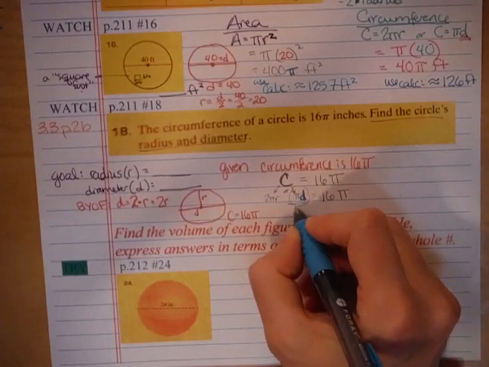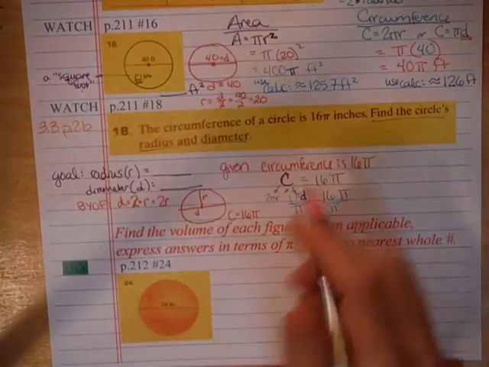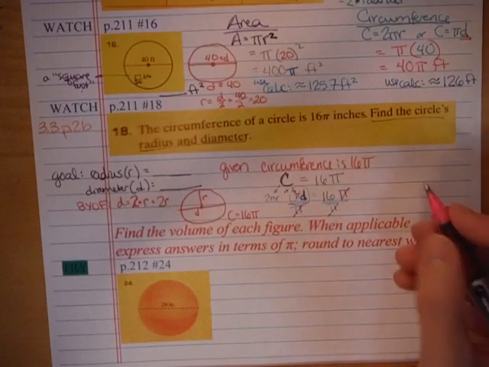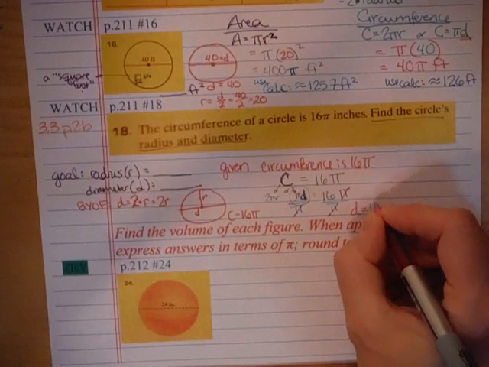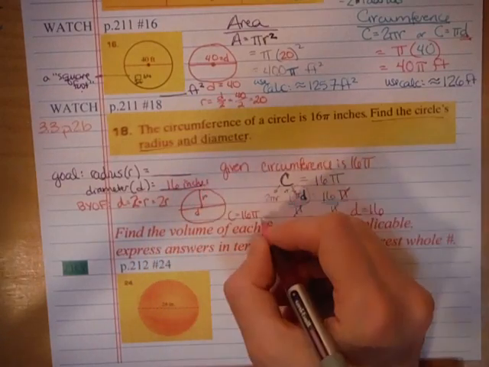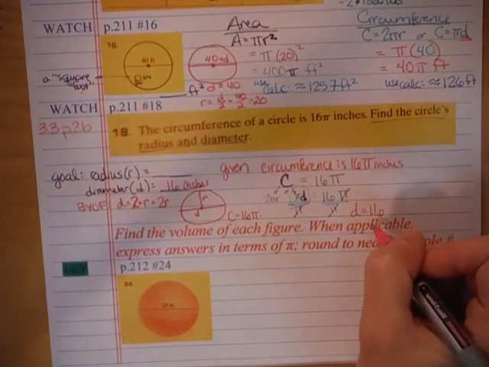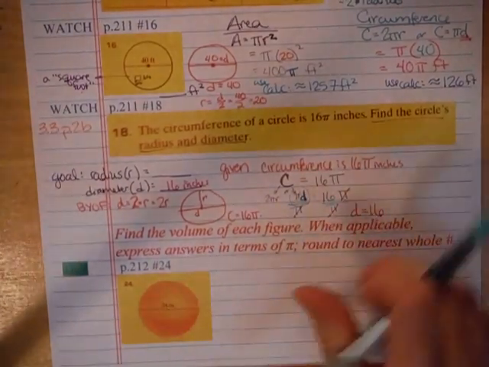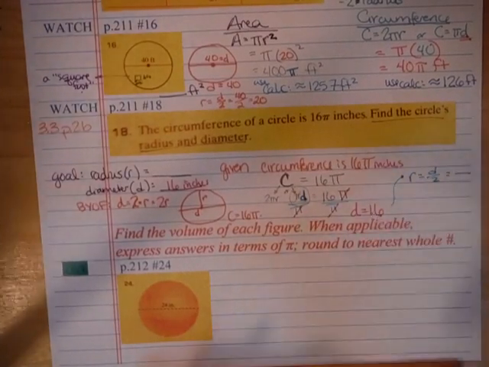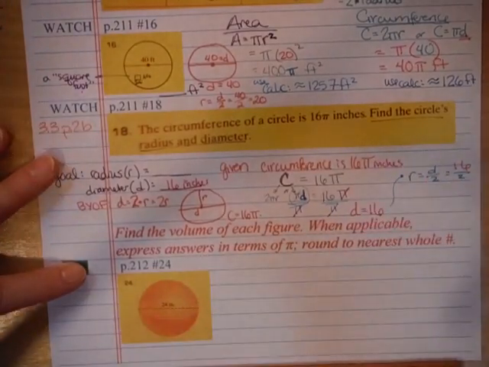I'll do that by undoing what's happening to d. It's being multiplied by pi. And so I divide both sides by pi. The pi's are going to cancel. That's the whole point of dividing them, to get d by itself. And I'm left with d is equal to 16. So I have my first answer, 16 inches, because they told us that this is inches here. And from there, I can get my radius. My radius is half the diameter. So in this case, it's going to be 16 over 2. So my radius is going to be 8.